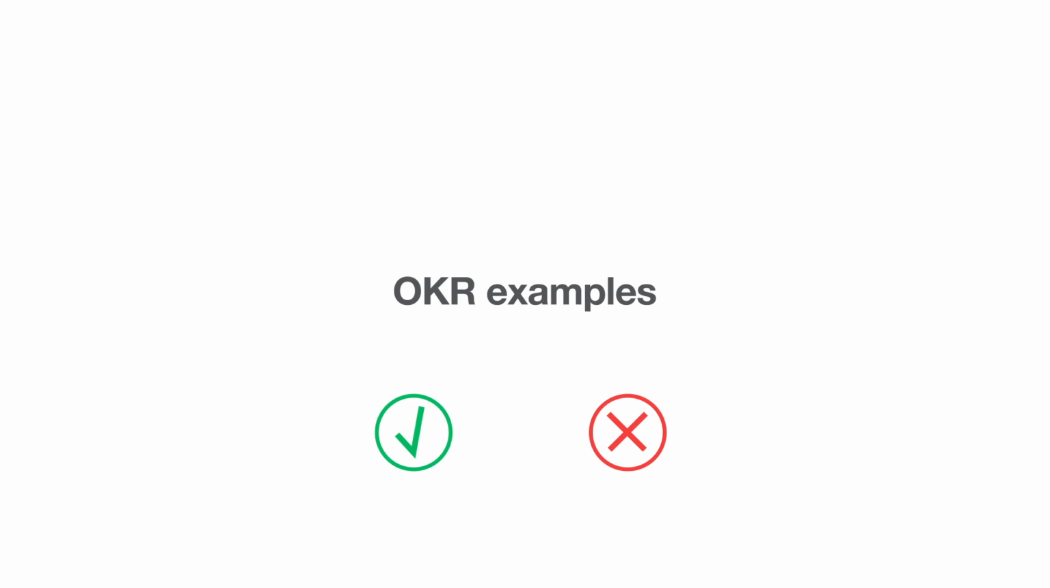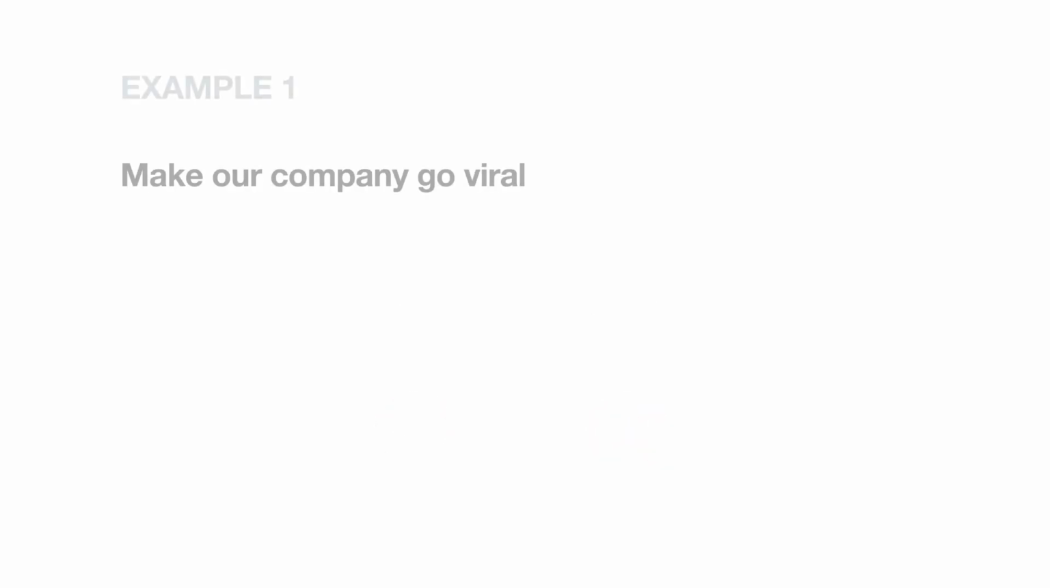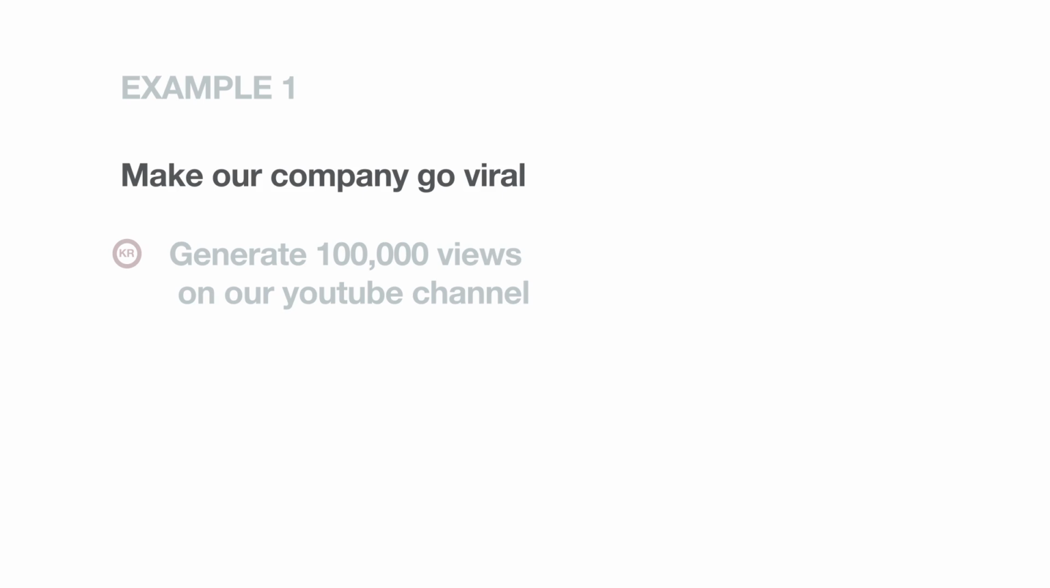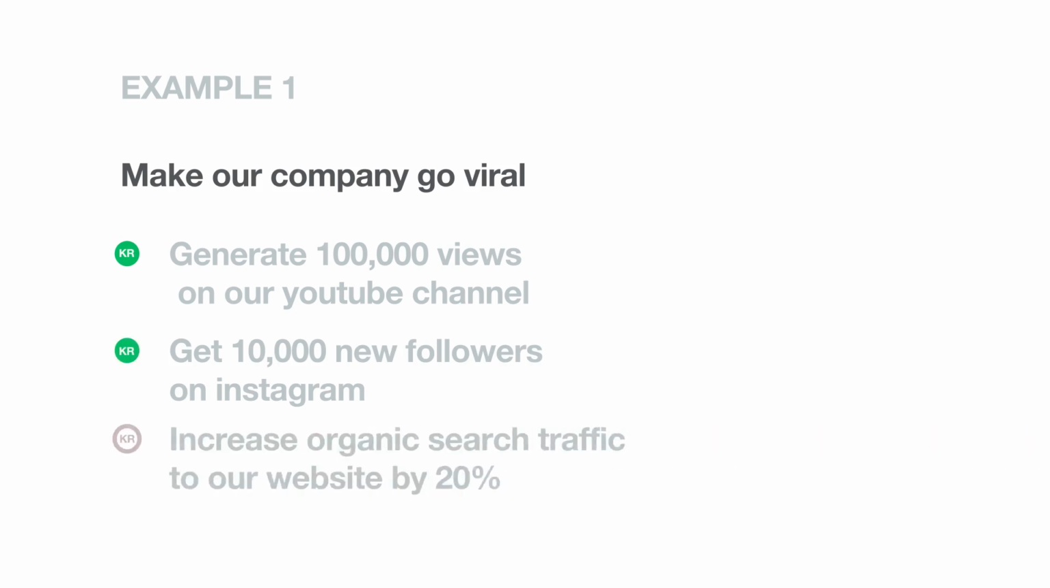Now that we have a better grasp on what makes for a good OKR, let's run through some examples and see what is good or could be improved about each. For our first example, we have the objective, make our company go viral, with the following key results. 1. Generate 100,000 views on our YouTube channel. 2. Get 10,000 new followers on Instagram. And 3. Increase organic search traffic to our website by 20%.